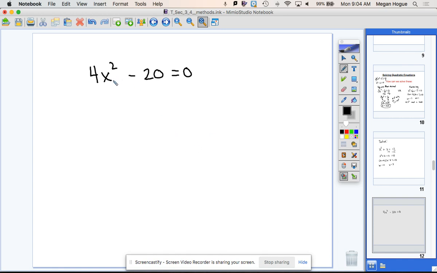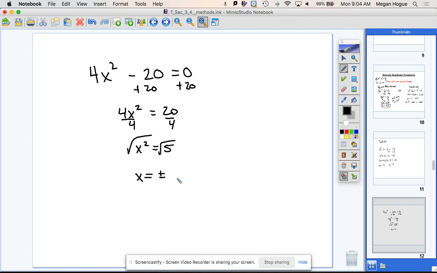So if it's the square root method, we're trying to get this by itself. Madison, what should I do to get that by itself? Let's do that first. So we're going to get 4x squared equals 20. Abby, what should I do next? Good. X squared equals 5. Square root. X equals, don't forget plus or minus. Do I need an i? No. Is there a perfect square in 5? No. So plus or minus square root of 5.